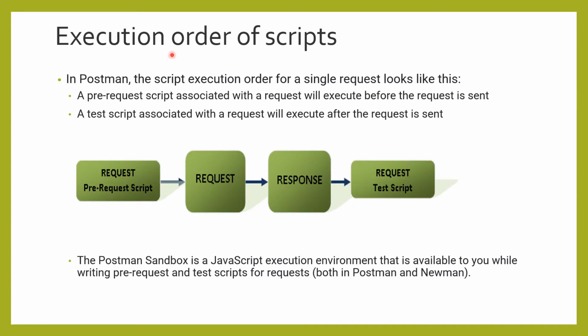Let's see the execution order of these scripts. Whenever a request is triggered from Postman, the first step is that the pre-request script associated with that request gets executed. After the pre-request script, the request is sent to the actual endpoint. And after the response is received from that endpoint, at last the test script is executed.